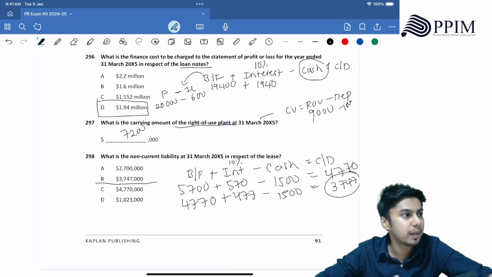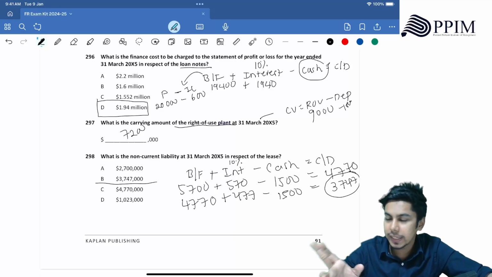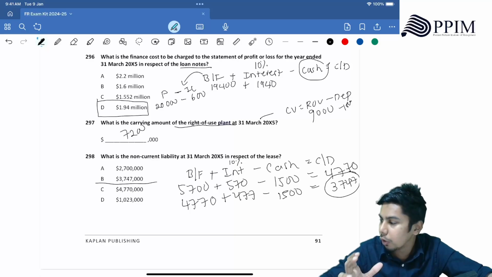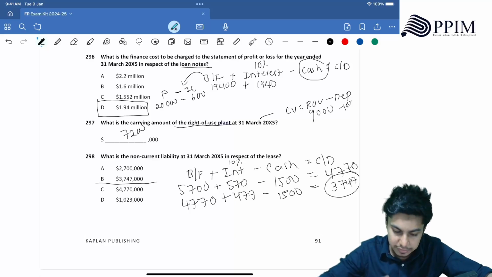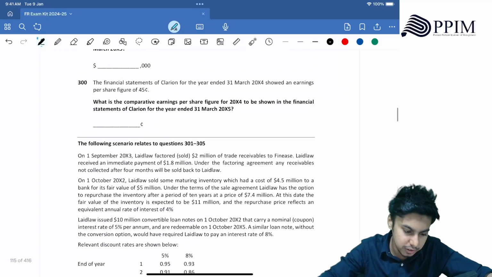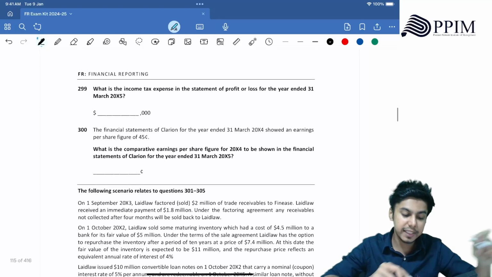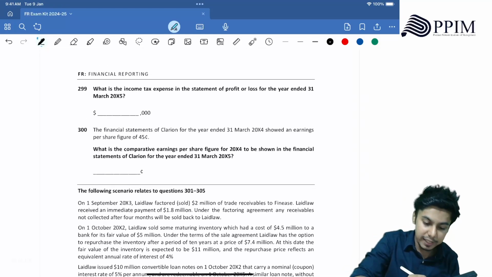All good. So guys, if I'm being a little bit fast, if you're not getting the answers or you didn't get hold of something when I was explaining, you tell me and I will go through it, but I'll continue the question otherwise. What is the income tax expense? Right now they are asking income tax.